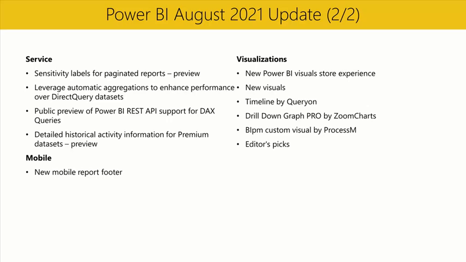Next, you can now leverage automatic aggregations to enhance performance over direct query datasets. These create aggregations based on users' historic query patterns. Using machine learning, automatic aggregations determine, create, and maintain the most optimal set of aggregations for users' workloads. Users no longer need to have extensive data modeling or advanced query optimization experience and can leverage this feature with just a few clicks. Christian will show us a demo of this feature.